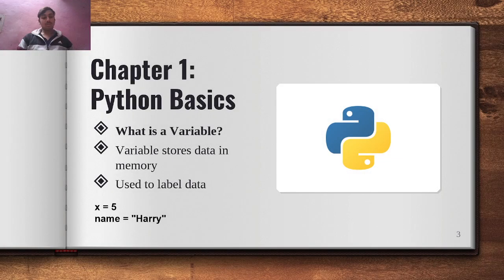Talking about chapter basis, what is a variable? A variable stores data in memory. So a variable is something like this. We have created any name, for example, name.